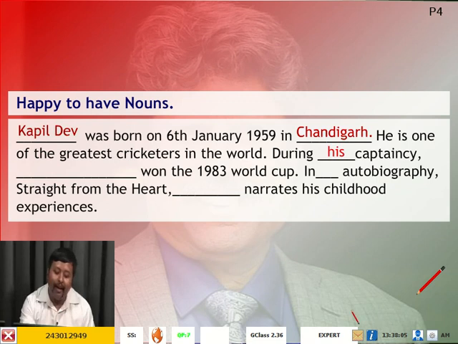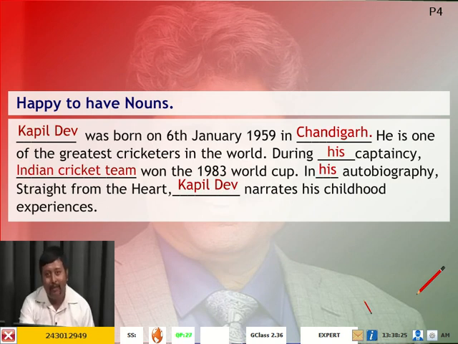During his captaincy, Indian cricket team won the 1983 World Cup. In his autobiography, Straight from the Heart, Kapil Dev narrates his childhood experiences. So see now, minutes back we were doing shh for everything. Now we have a noun, and noun gives meaning to the whole thing.